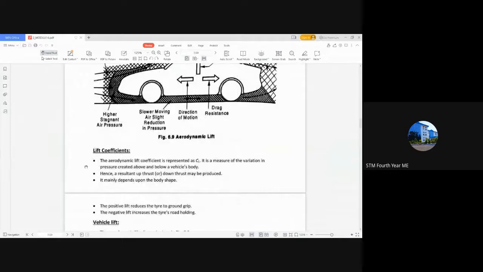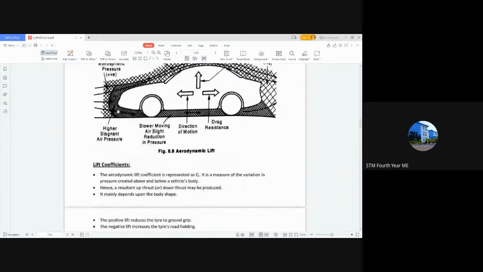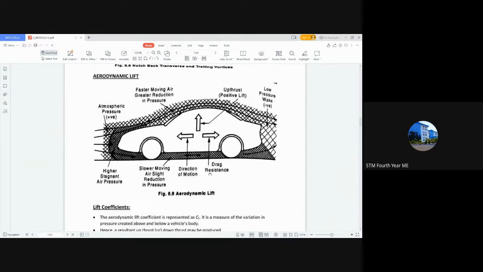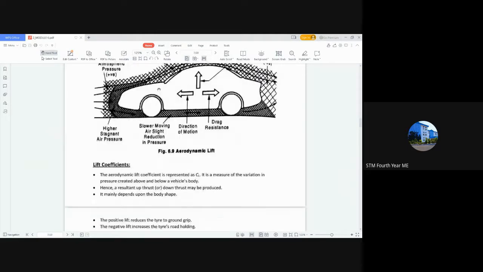Next is the lift coefficient. Same as the drag coefficient, which we termed CD, the lift coefficient is termed CL, and it is the measure of variation in pressure created above and below a vehicle's body. I told you there will be a lower pressure here and a higher pressure here, and due to that a negative lift is formed. In normal conditions there is a higher pressure here when compared to here, and hence there will be a positive lift. So it is a measure of this pressure difference and how the lift occurs.